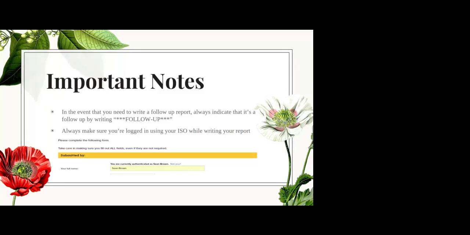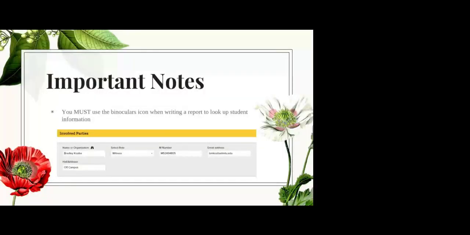The next piece is, as you can see, you need to make sure you're always logged in using your ISO when you're writing a report. This will help give you access to some features and log who's writing the report most effectively. As you can see, it says you are currently authenticated as Sean Brown, and then it gives you the option for not you. Make sure that always says your name.